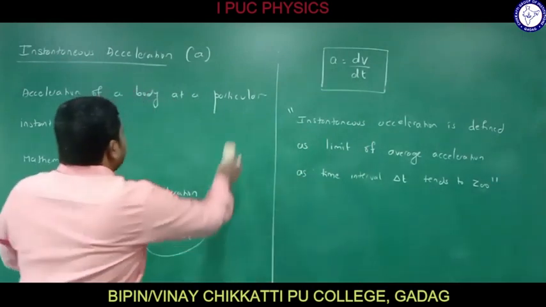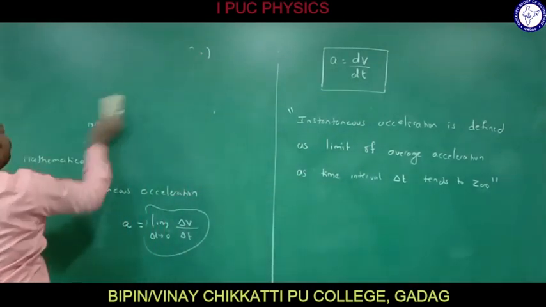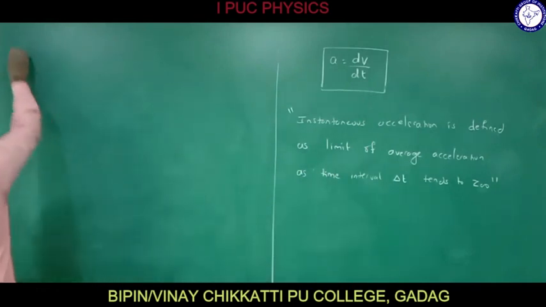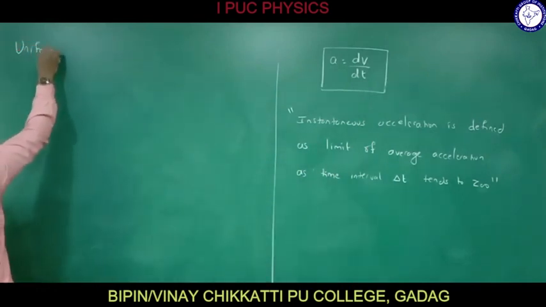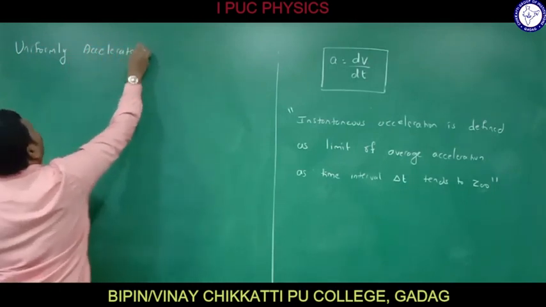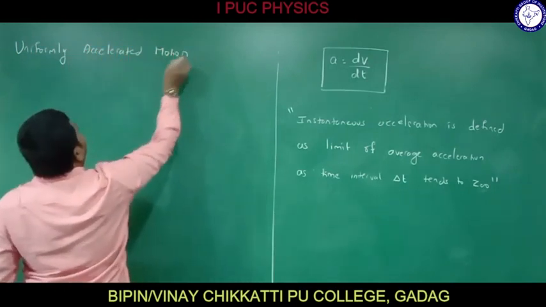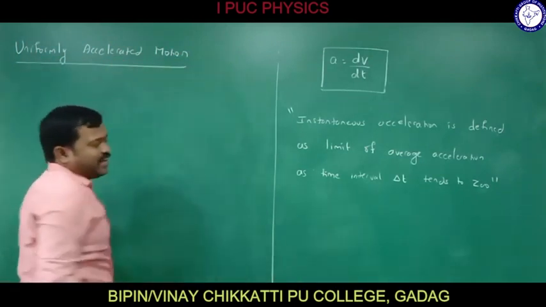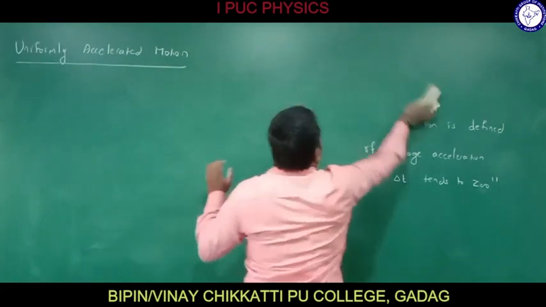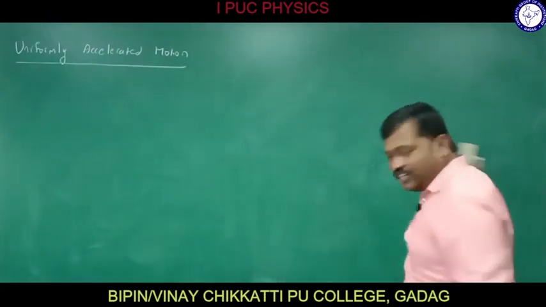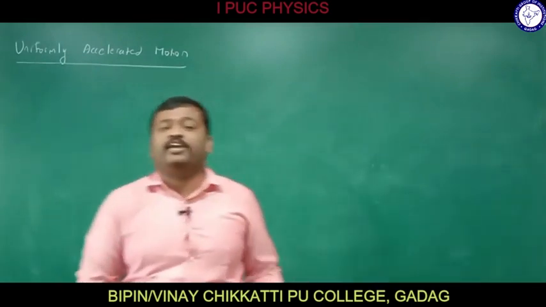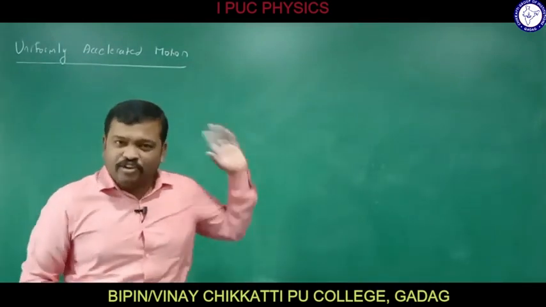Now, there is one more concept called uniformly accelerated motion. What is the meaning of this? Let us check it out. Uniformly accelerated motion. What is uniformly accelerated motion? We know what is acceleration? Change in velocity divided by time taken. So uniform change in velocity divided by uniform time taken, then it is called uniformly accelerated motion.